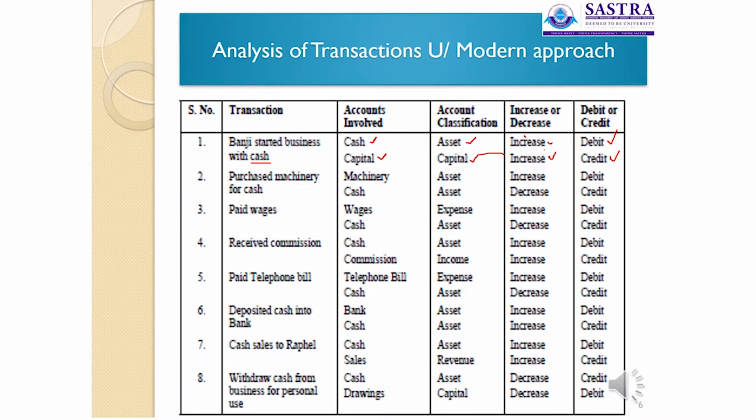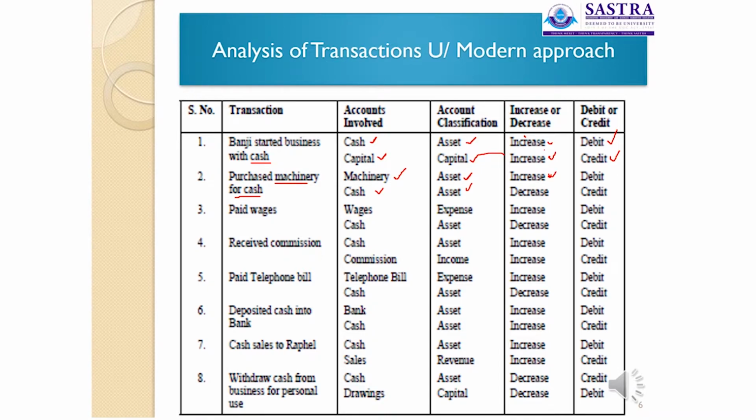Okay. Then next transaction, purchased machinery for cash. Here there are two accounts involved. One is machinery and another one is cash. Here machinery is the asset, cash is also asset. Here in that business, machinery purchased, so automatically the asset will increase. Cash goes out of the business, so the cash will be decrease.